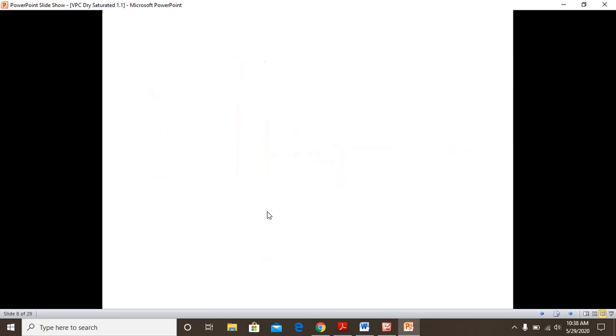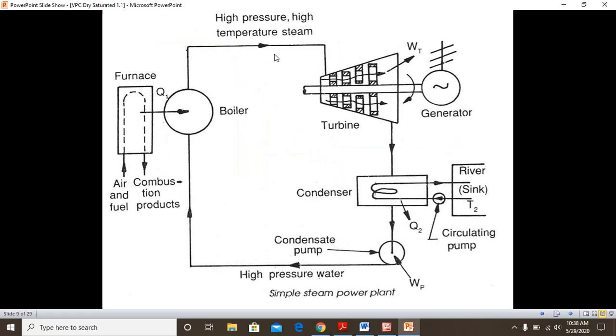Later we can discuss. This is how a single stage steam turbine works. High pressure, high temperature steam will be supplied to the turbine, and it will come out of the turbine as liquid plus vapor phase. Dry saturated or superheated steam enters the turbine and comes out as liquid plus vapor. Then when it comes out of the condenser, it will be fully condensed into the liquid phase.